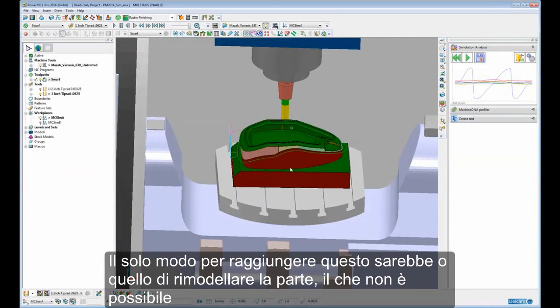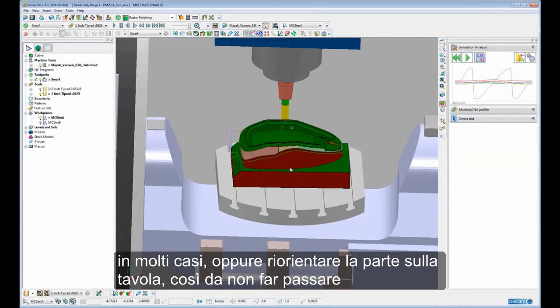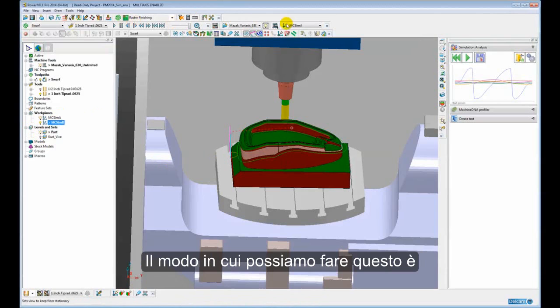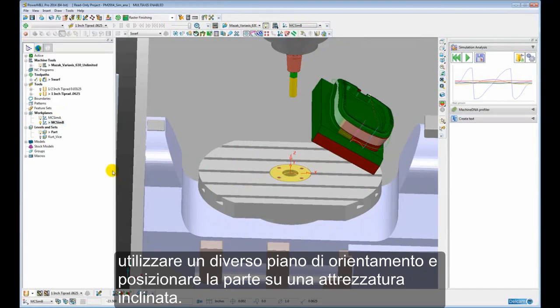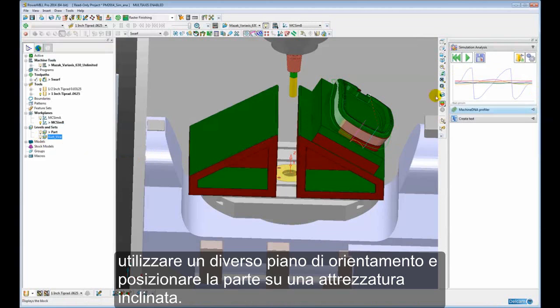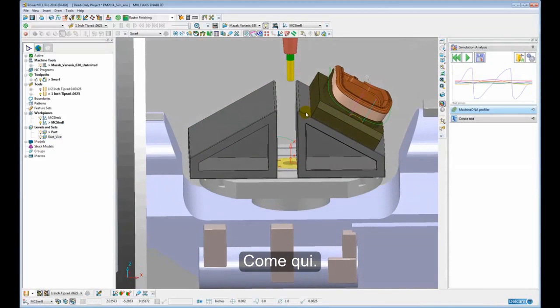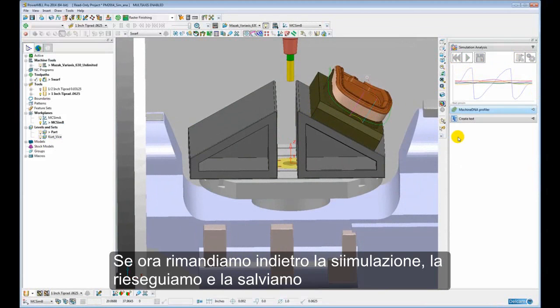Now the only way to achieve that would be either to remodel the part, which obviously is not possible in a lot of cases, or to reorientate the part on the table so it doesn't go from this positive to negative draft angle. And the way we can do that is by simply using a different datum orientation and to position the part on an angled vise, like so.